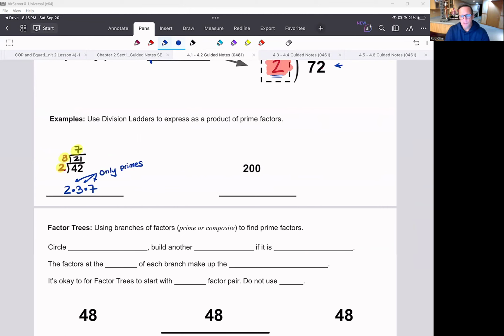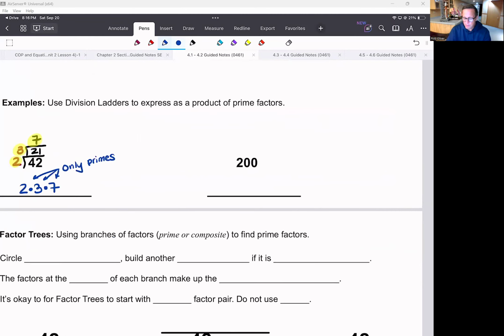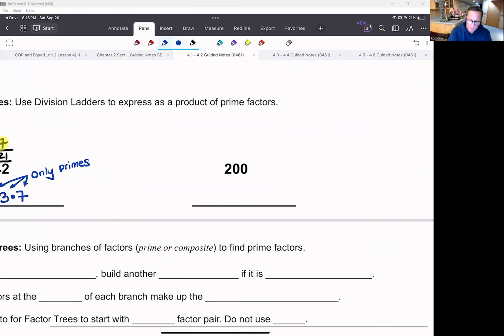Don't get too concerned if it's a big number like 200. They don't go on forever, but sometimes people get intimidated by that. But let's start with 200, and we'll start with 2. And then that's 100, right? And then keep going. And then what goes in 100? 2 again. And then that makes 50. What goes into 50? 2.